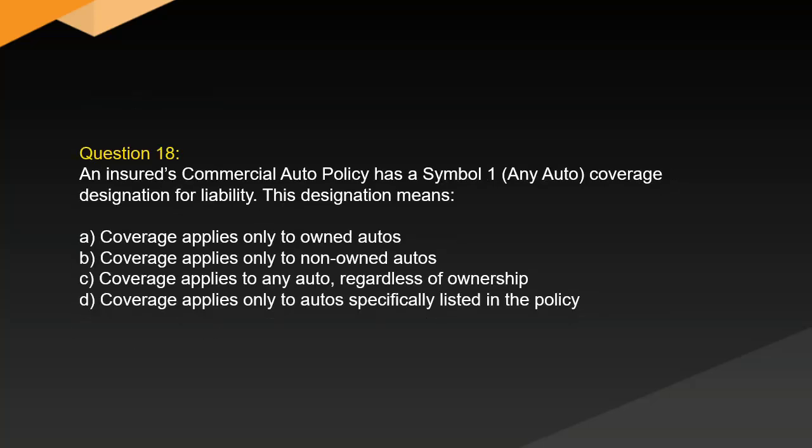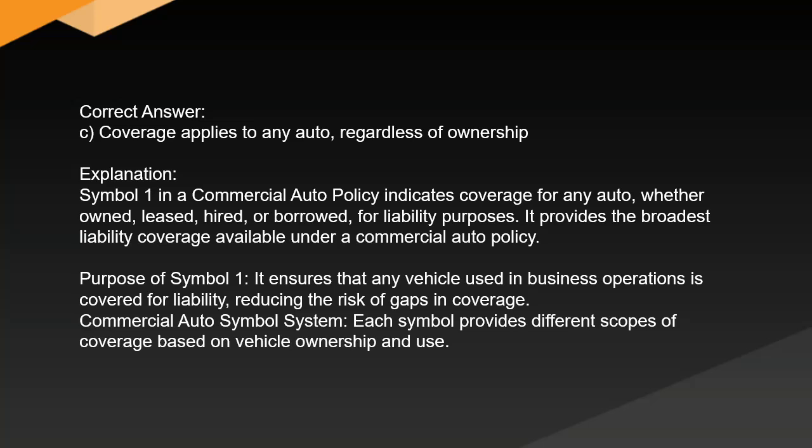Question 18. An insured's commercial auto policy has a Symbol 1, any auto coverage designation for liability. This designation means A. Coverage applies only to owned autos. B. Coverage applies only to non-owned autos. C. Coverage applies to any auto regardless of ownership. D. Coverage applies only to autos specifically listed in the policy. Correct answer. C. Coverage applies to any auto, regardless of ownership.